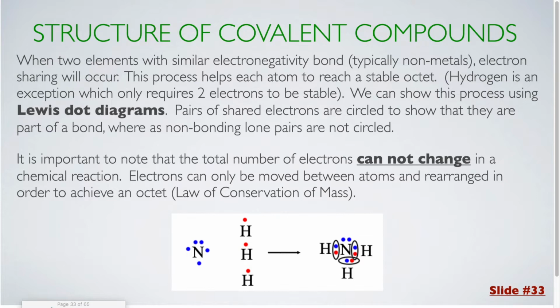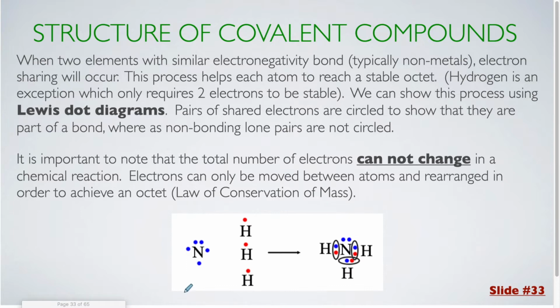We can show this process using Lewis dot diagrams. Pairs of shared electrons are circled to show that they are a part of a bond, whereas a non-bonding pair of lone electrons are not circled. It is important to note that the total number of electrons cannot change in a chemical reaction. Electrons can only be moved between atoms and rearranged in order to achieve an octet. This goes back to our law of conservation of mass.